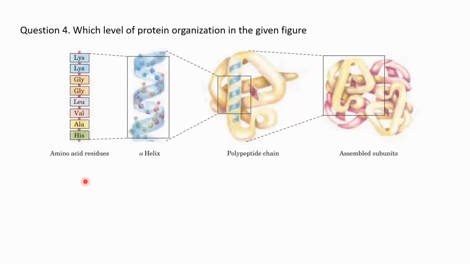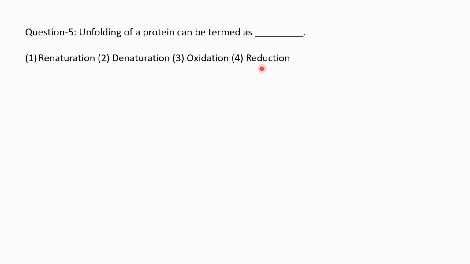So the different levels of protein organization shown in the given figure are: the primary structure by the amino acid residues, alpha helix represents the secondary structure, the polypeptide chain represents the tertiary structure, and assembled subunits represent the quaternary structure. Next question, question number 5: unfolding of a protein can be termed as.